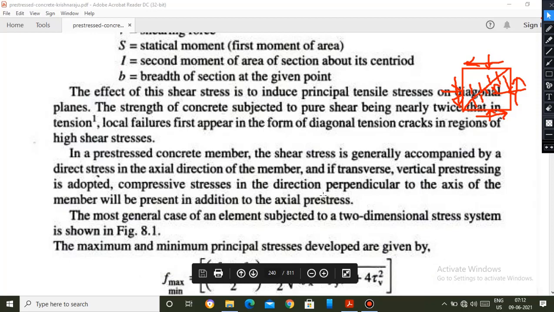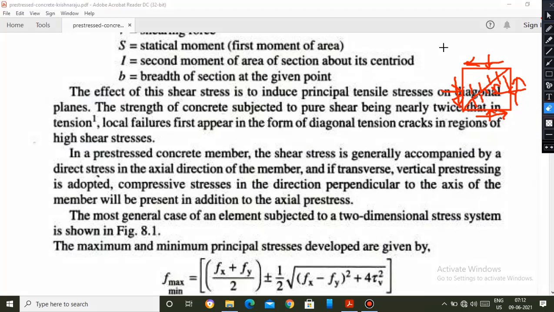In a similar way, we can develop the compressive force in the direction perpendicular to the axis of the member, in addition to the axial pre-stress. Compared to this axial pre-stress, to reduce the diagonal stresses, we can give vertical pre-stressing for this particular type of pre-stressed concrete member structure also.